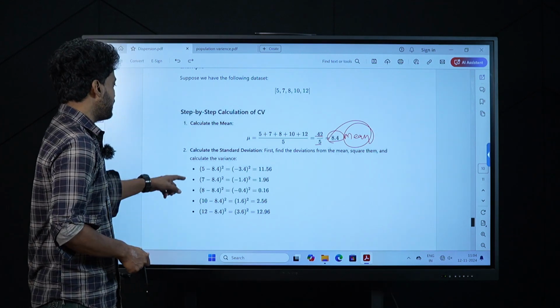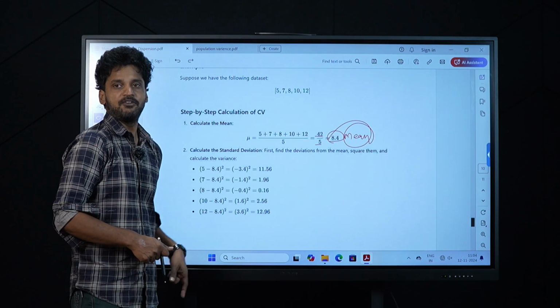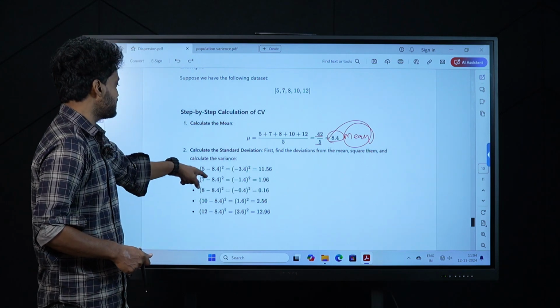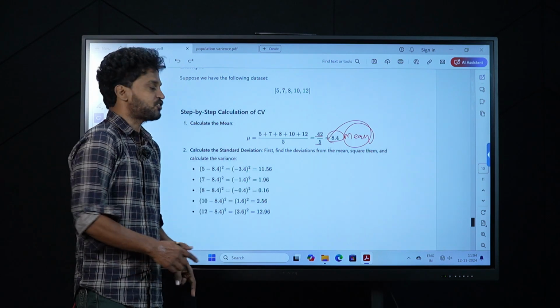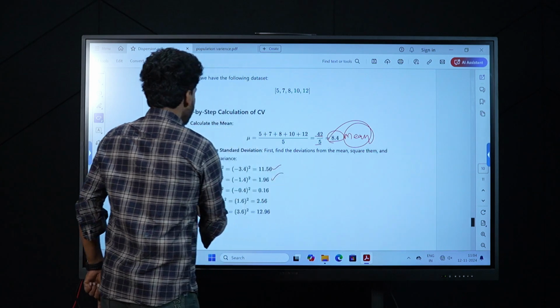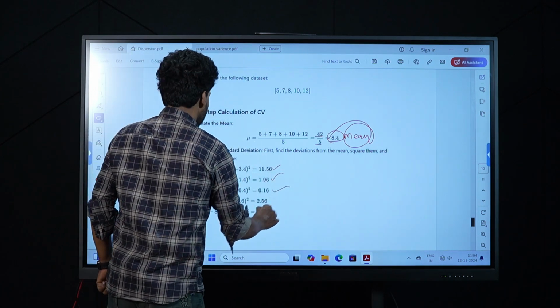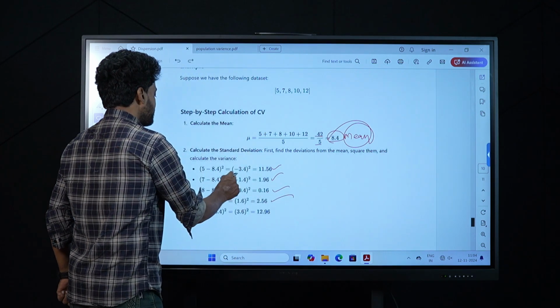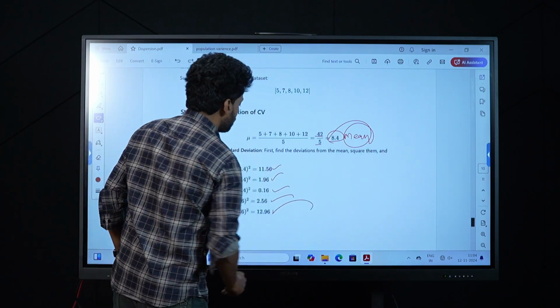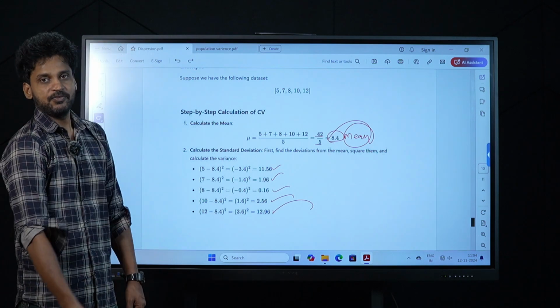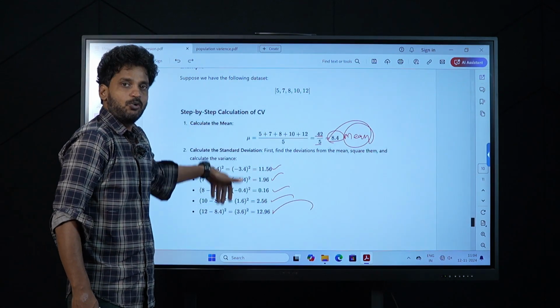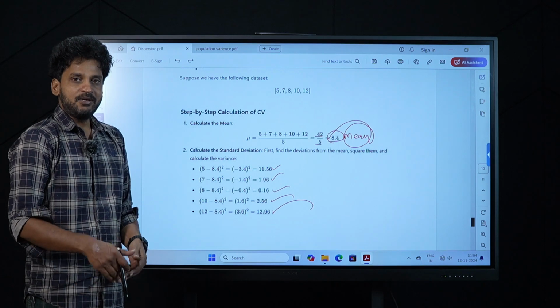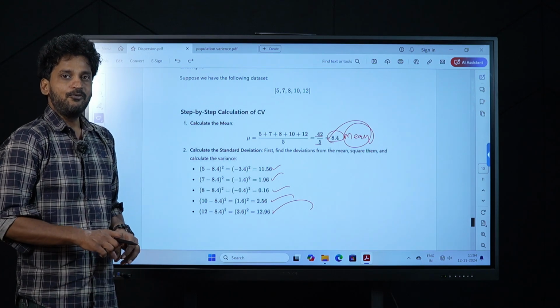5 minus 8.4 squared is equal to 11.56. Another data point, 7 minus 8.4 squared is equal to 1.96. 8 minus 8.4 squared is equal to 0.16. 10 minus 8.4 squared is equal to 2.56. 12 minus 8.4 squared is equal to 12.96. So these are all square deviations. When you add them and divide by n, you are going to get the variance.